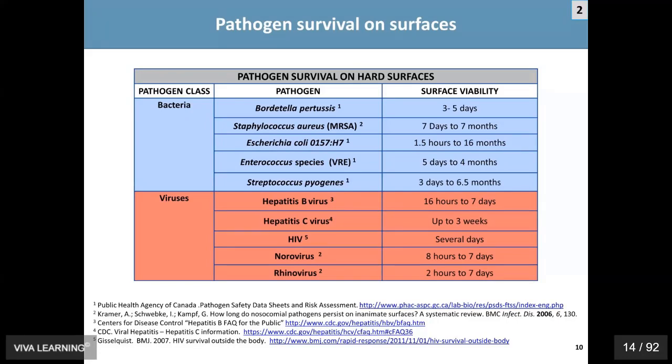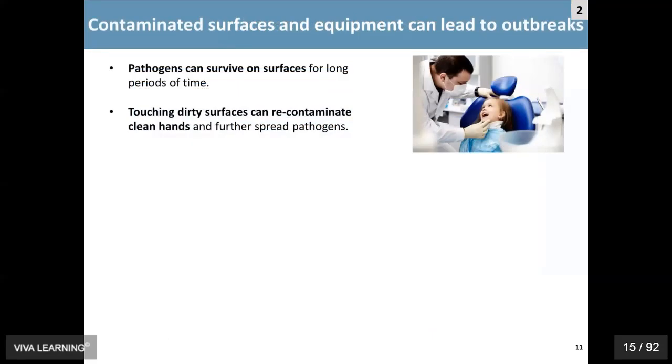Rhinoviruses, which of course are the cause of the common cold, from 2 hours to 7 days. Noroviruses, which are very contagious, cause vomiting, diarrhea, 8 hours to 7 days. So these things are there, they can survive, and they can make your life miserable. So pathogens can live on these surfaces for long periods of time, and touching these surfaces can recontaminate your clean hands.